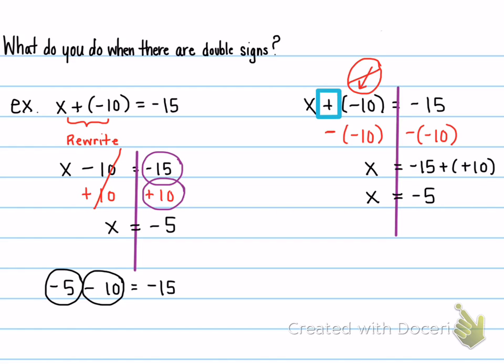Okay, so let's do another one like that. Let's say, for example, I have w minus -8 equals 21. Okay, so you should notice that this has a double sign. It's got minus a negative. So we want to rewrite that so it's only one sign.